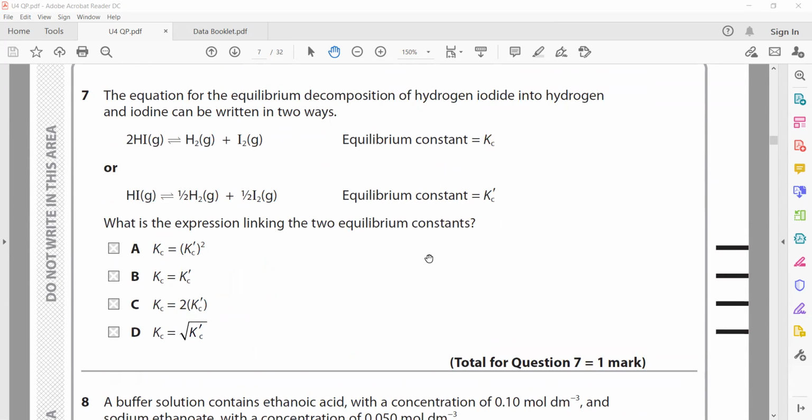In question 7, the equation for equilibrium for decomposition of hydrogen iodide into hydrogen and iodine can be written in two ways. One is known as Kc, another one is Kc dash. So what is the expression for two equilibrium constants? What we will do is simply relate them by using a mathematical equation.